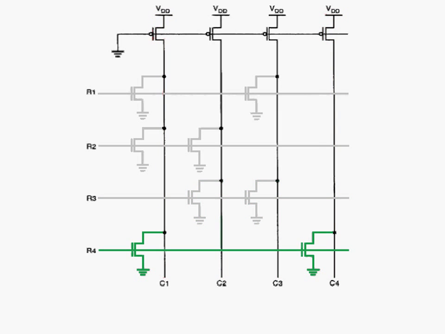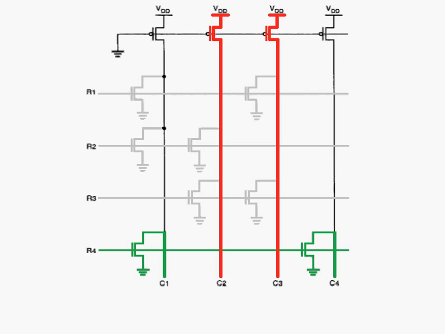Row 4 input is high, and row 1, 2, and 3 inputs are low. When the row 4 input is high, the NMOS transistor corresponding to row 4 in column 1 and 4 will be turned on. Therefore, column 1 and column 4 outputs will be tied to low. Since row 1, 2, and 3 inputs are low, the NMOS transistor in column 2 and 3 corresponding to row 1, 2, and 3 will be turned off. Therefore, column 2 and column 3 outputs will be tied to VDD.